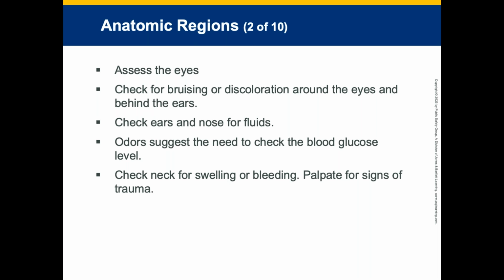Check the neck for bleeding, swelling, palpate for signs of trauma. Feel the trachea. Subcutaneous emphysema is a crackling sound produced by air bubbles underneath the skin. So we're also going to inspect for pronounced or distended jugular veins, right? What would cause jugular vein distension? It's normally respiratory, isn't it? Not necessarily respiratory. It's a cardiac issue.